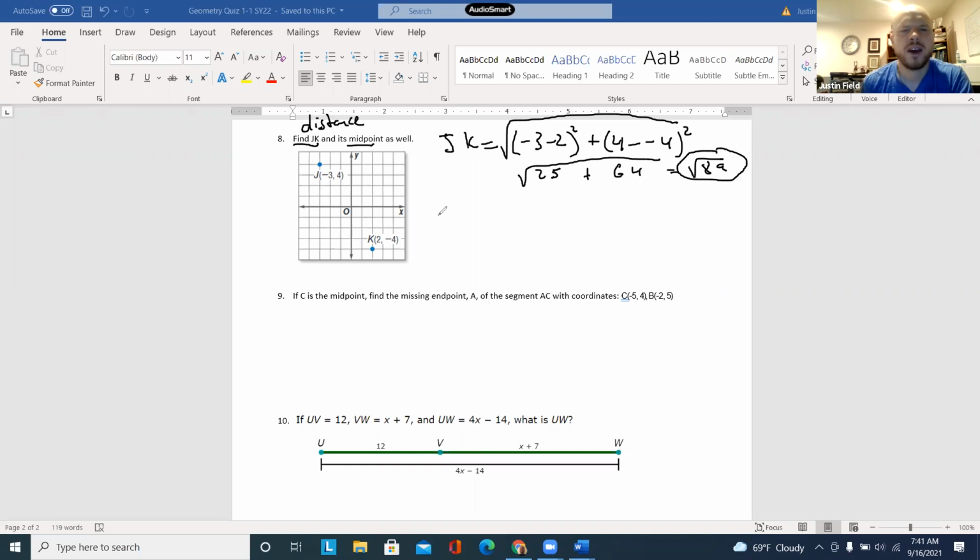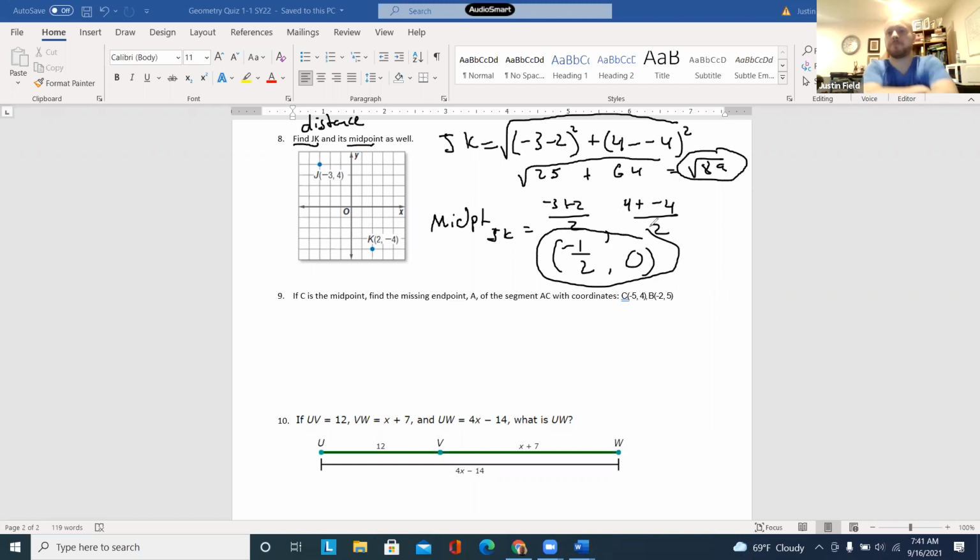All right. Now the midpoint. All we got to do is add the x's together, so negative 3 plus 2 and divide it by 2. We got to add the y's together, 4 plus negative 4 divided by 2. So negative 3 plus 2 is negative 1. And 4 plus negative 4 is 0. So that's going to be 0. And then what's the other answer?